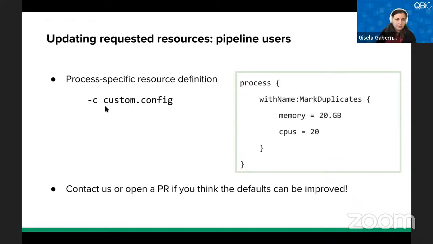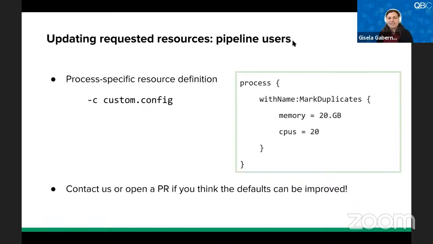So it's also possible to provide Nextflow configuration with this -c parameter, and note it's just one hyphen for -c because it's a core Nextflow parameter and not a pipeline parameter. And inside this custom config, you can define, using the same syntax as before, special resource requests for the process that you'd like to change. For example, in the case of the mark duplicates process here, the memory request is changed to 20 gigabytes and the CPUs to 20.